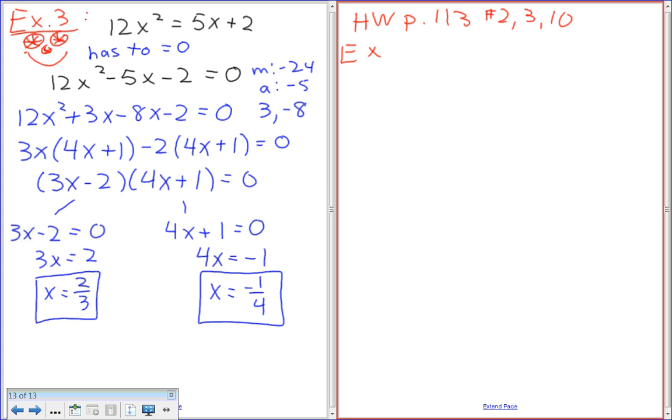Example 4, which is going to be the last one. Oh boy, here's the goodie. We'll do this one as a class, I think, just for the sake of time. 7x squared plus 2 times 2x plus 3 equals 3x squared minus 4 plus 13x. Oops, sorry, plus 13x. A little too excited here.